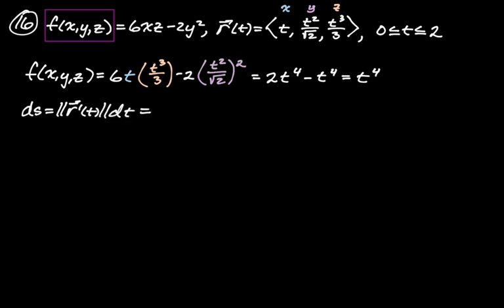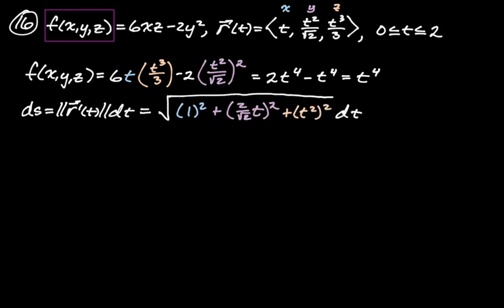We need to calculate ds, which is the magnitude of r prime of t, dt. So this will be the square root of, the derivative of t is 1, so squared, plus the derivative of t squared over root 2 is 2 over root 2 t. And then we're going to square that. And then the derivative of t cubed over 3 is t squared, so plus t squared squared. All that dt. And then that's going to simplify down a bit.